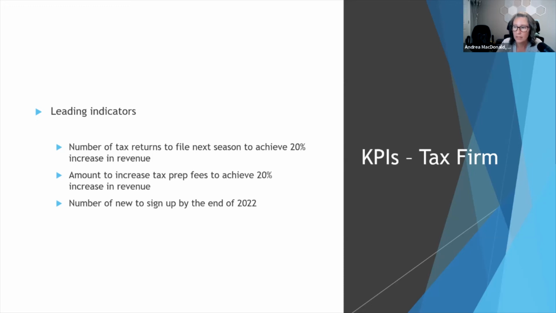What amount am I going to increase tax prep fees by to achieve a 20% increase in revenue? Now, I'm not saying that you're going to use all of these, I'm just giving you some examples of KPIs that are available related to that goal. So, number of tax returns to file next season to achieve 20%. That's assuming maybe that you're not going to increase your fees at all, right? You're going to have a little bit of attrition. You're probably going to get some new clients, but at your current fee structure, how many tax returns do you need to file to achieve a 20% revenue growth?